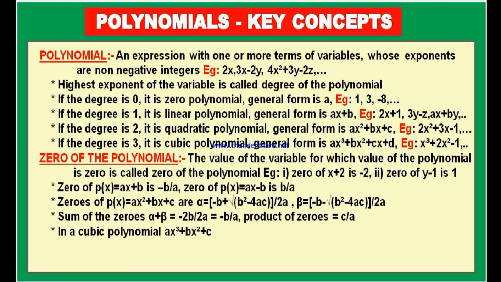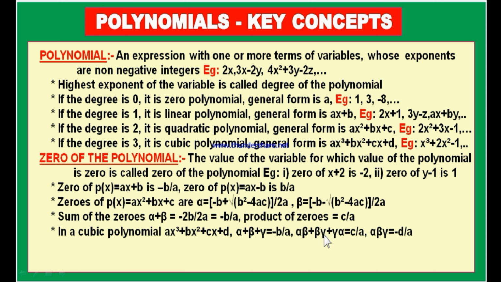In a cubic polynomial, ax cube plus bx square plus cx plus d, this is the general form of a cubic polynomial. Now, if it is a cubic polynomial, the degree is 3, then there may be at most 3 zeros. And all the 3 zeros may be represented by alpha, beta and gamma. Then the sum of the 3 zeros alpha plus beta plus gamma is equal to minus b by a.